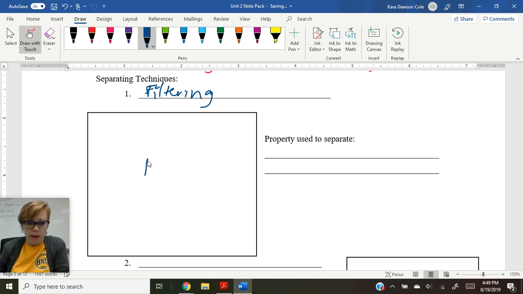So this is where we have a flask, right? I can't really draw on this. And we've got a funnel on the flask. Now, inside the funnel, we're going to have a filter paper.